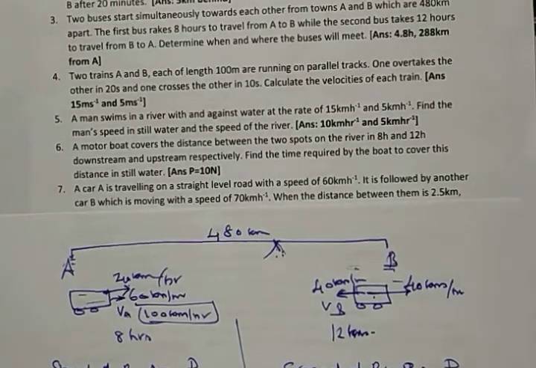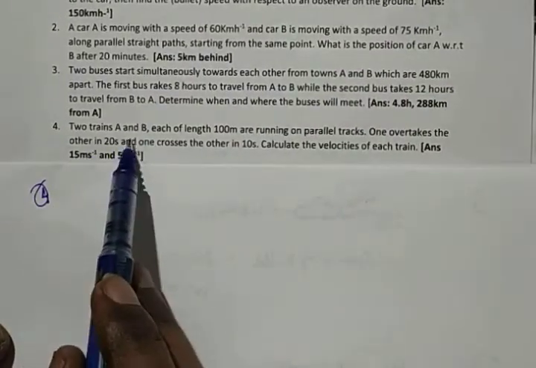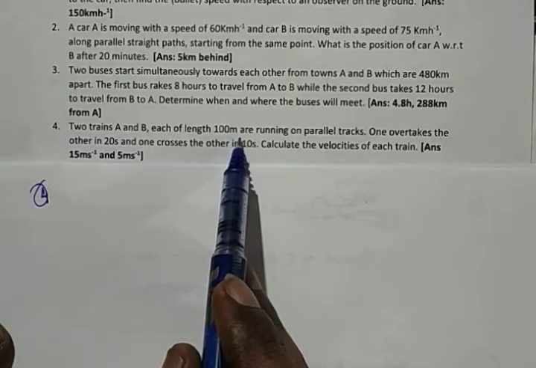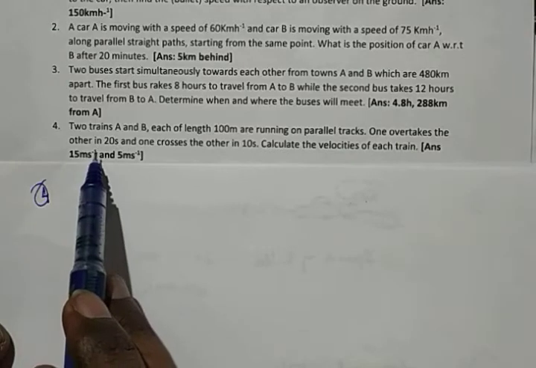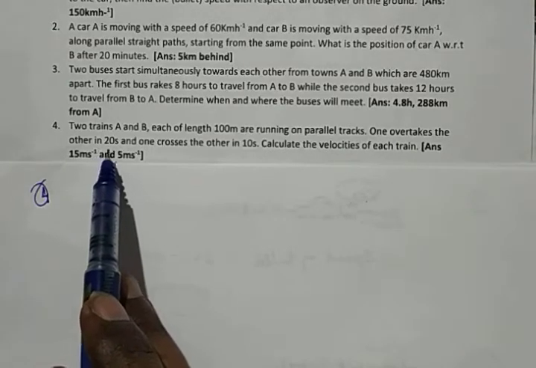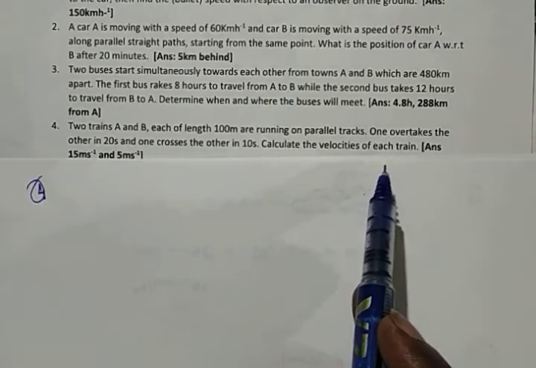So that's the next question. Question number 4. Two trains A and B, each of length 100 meters, are running on parallel track. One overtakes the other in 20 seconds, and one crosses the other in 10 seconds. Calculate the velocities of each train.